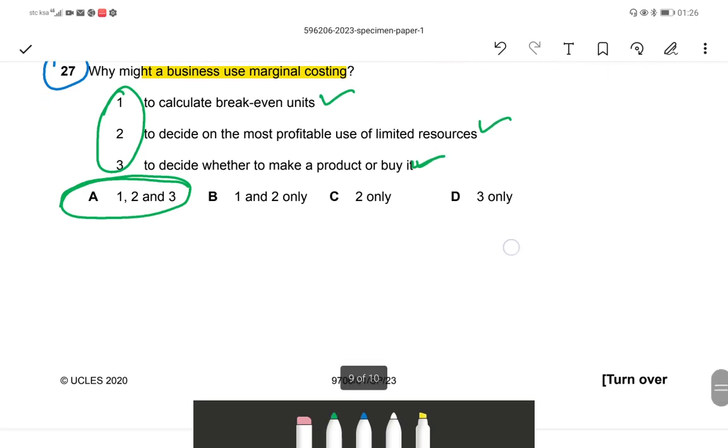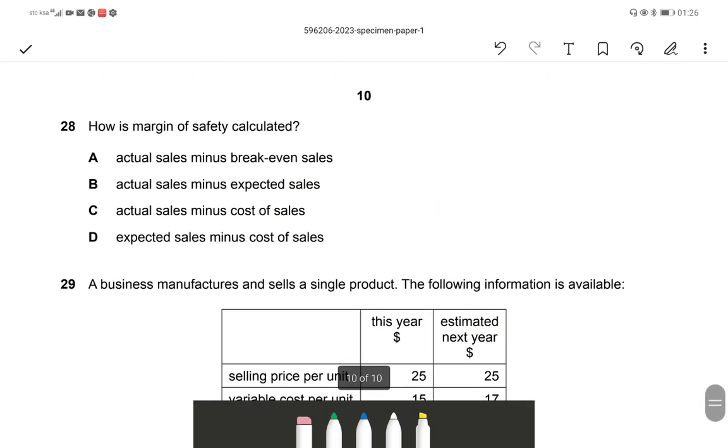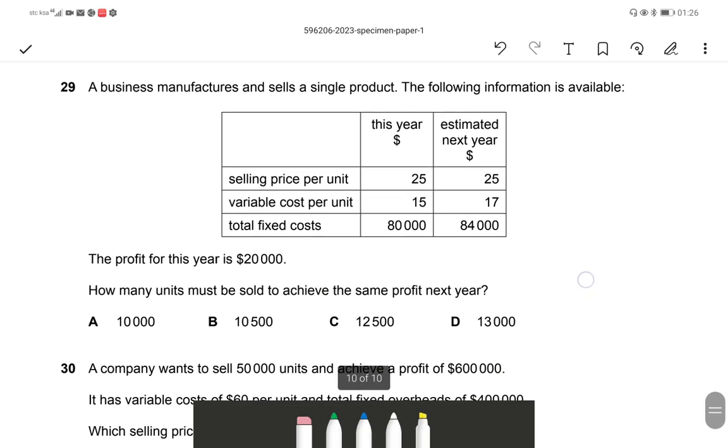Next, 28. How is margin of safety calculated? Margin of safety means actual sales minus break-even sales. So the correct answer is option A. This is the correct equation.